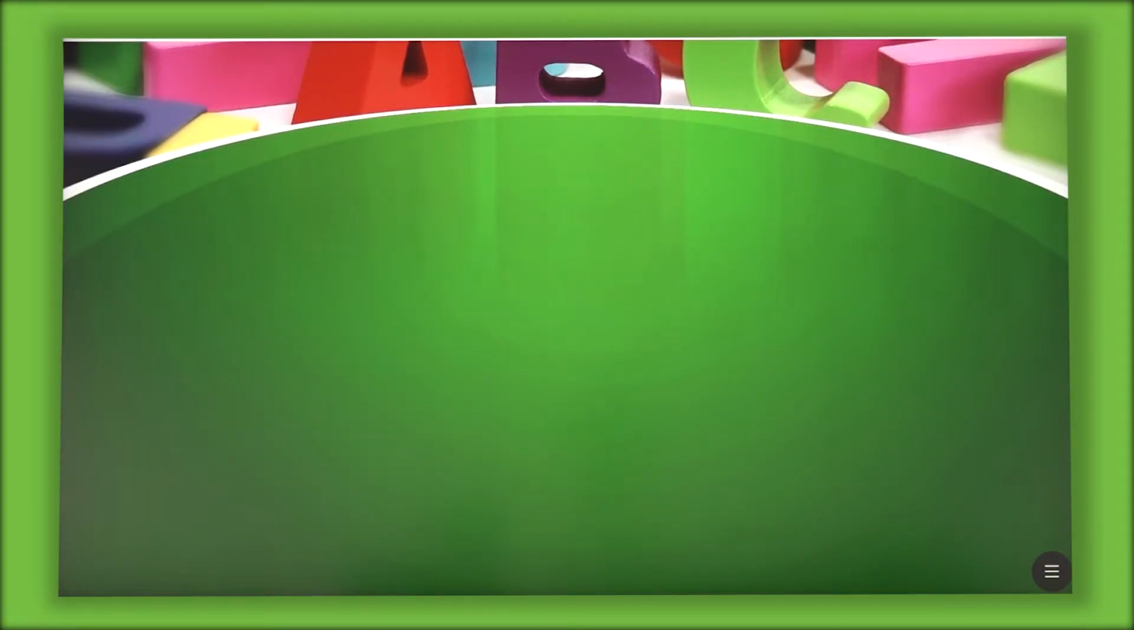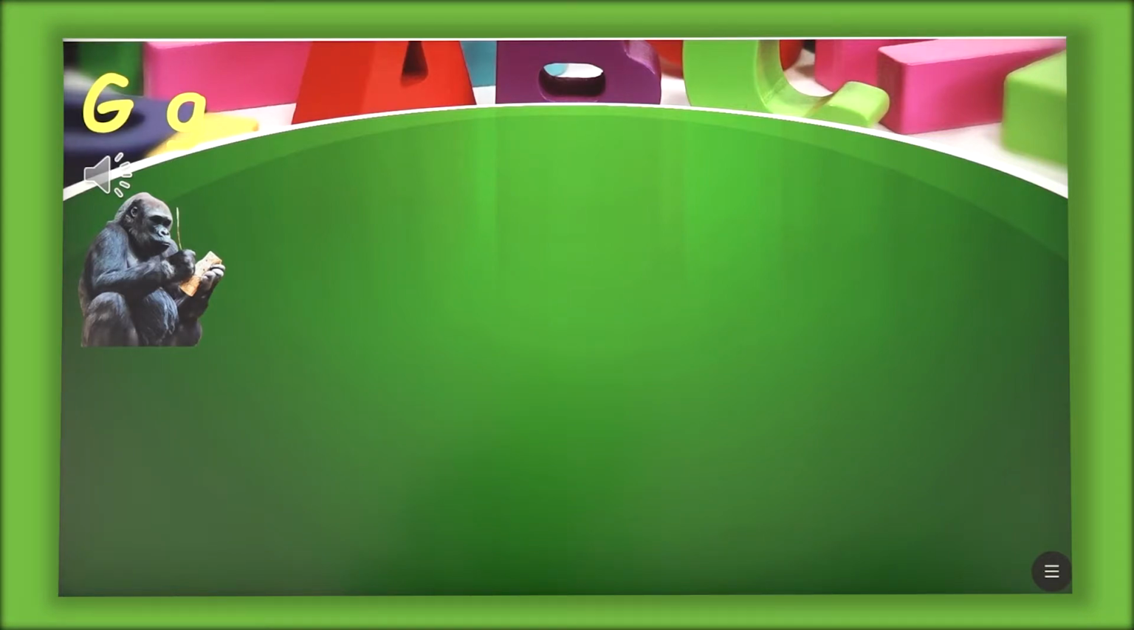Let's start with letter G. Do you know any words that start with this letter? I guess you do. Now we're going to listen a sound. Do you know what kind of sound it is? Yes, it's a gorilla's roar. Now we're going to listen something else. What do you think? What kind of sound it is? Yes, you're right. It's a grasshopper.